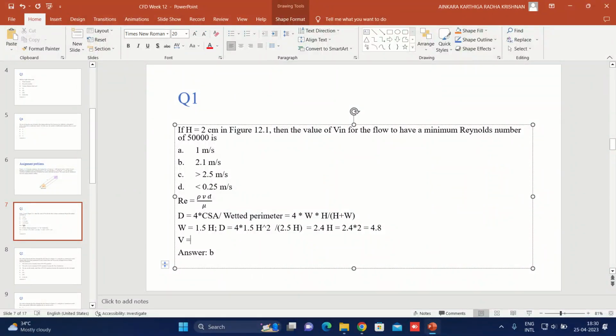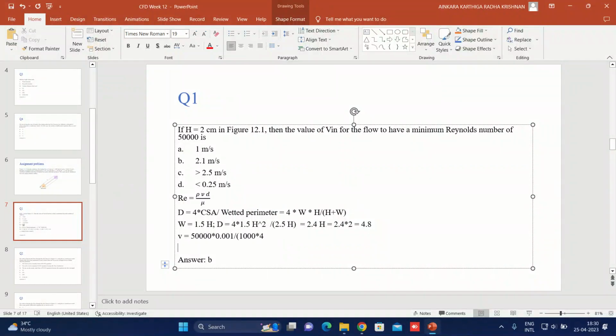So here v is equal to, sorry, it is small v, Reynolds number which is given as 50,000 into mu, that is 0.001, divided by 1000, that is rho, into D, that is 4 point, sorry, 8. Give me a moment, I'll just calculate.